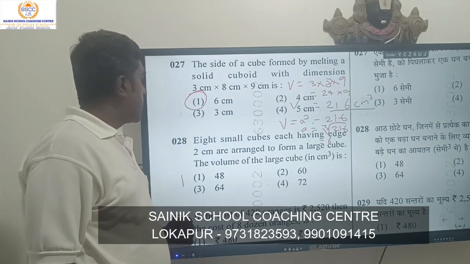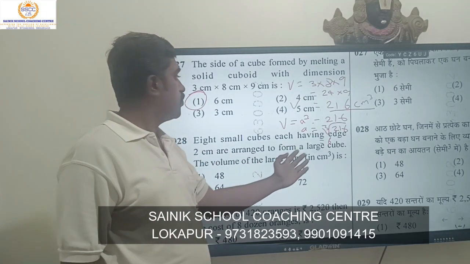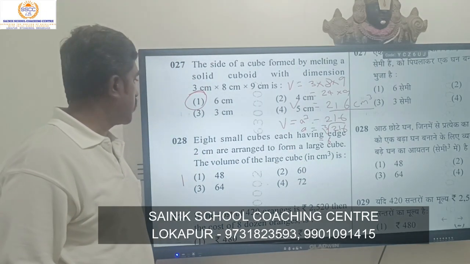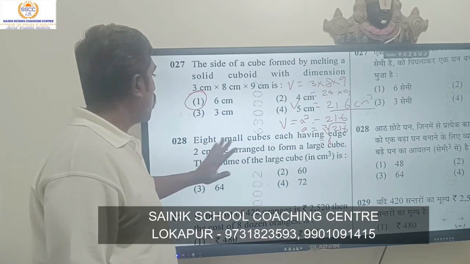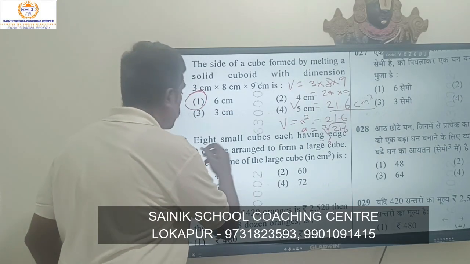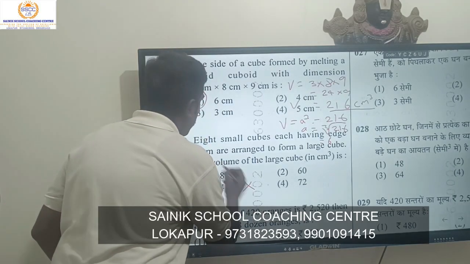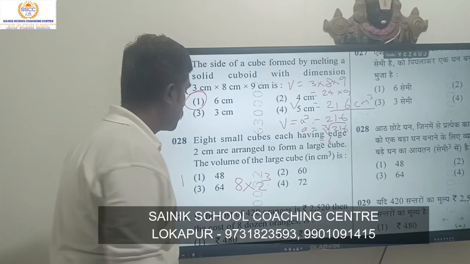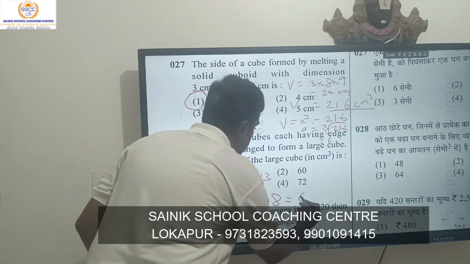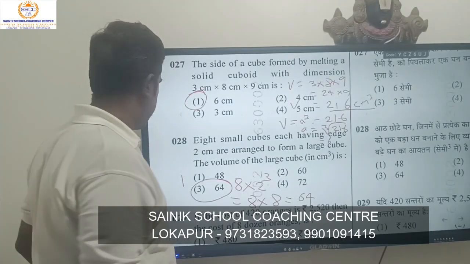Coming to question number 28. 8 small cubes each having an edge of 2 cm are arranged to form a large cube. The volume of the large cube in cm cube is what? So totally 8 small cubes having an edge of 2 cm are arranged together. So what we have to do? We have to find the volume of all the 8 cubes. So 8 cubes are there, into the volume of each cube, which is 2 cube. So what will be the answer? 8 into 2 cube, that is 8 into 8. 8 8s are 64. So the answer is option C, 64. 64 is the right answer.